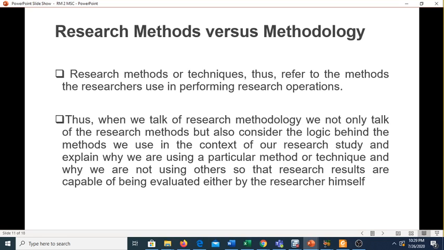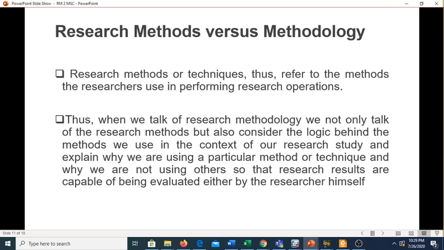Like in the previous part, we were discussing the qualitative and the quantitative. Those could be techniques that can be applied, and those can be defined as the methods, the approaches, the methods that can be used.